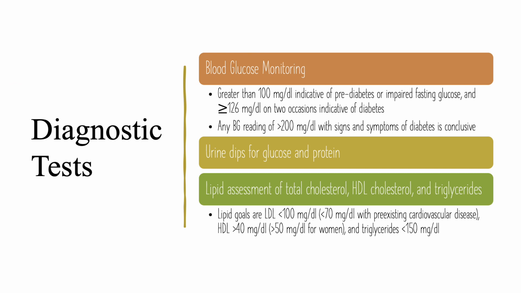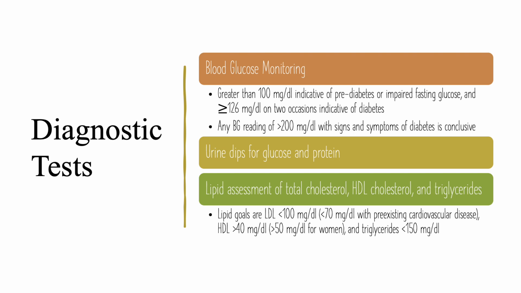So we're going to be monitoring these folks' blood sugar. Any blood sugar, if it's greater than 100, we're going to start worrying about these people becoming type 2 diabetics. Any blood sugar greater than 200 with the signs and symptoms of diabetes, and we will call it a diabetic.